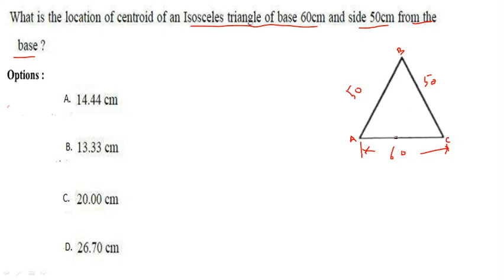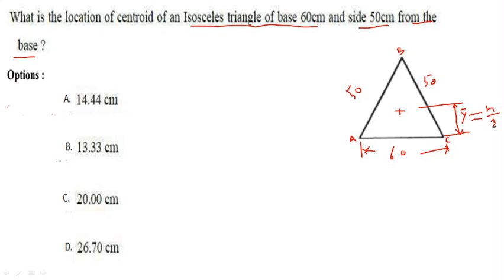As it is an isosceles triangle, the centroid lies at a distance of h by 3 from the base. As it is symmetrical about the y-axis, the centroid lies on the y-axis, y equal to h by 3.